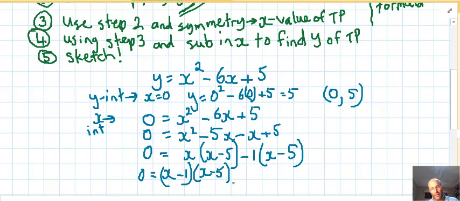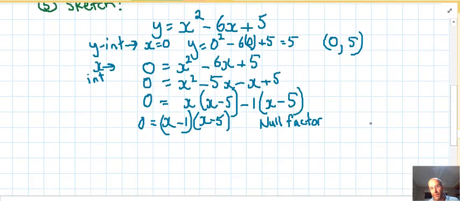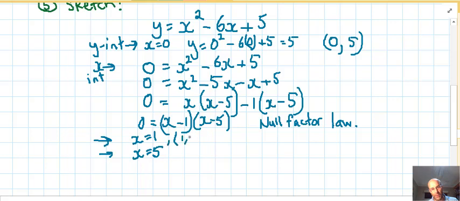Now of course that equaled 0 the whole way through, didn't it? So null factor law: two things multiplied together equals 0, so one or the other has got to equal 0, or both. So the null factor law means x equals 1 or x equals 5. Okay, so there are our two solutions. It cuts through the points (1, 0) and (5, 0).